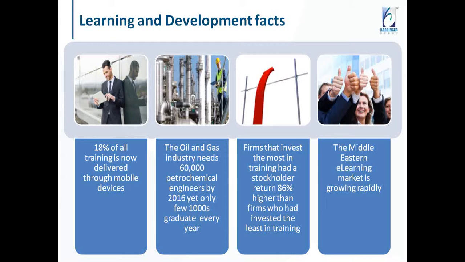As per a US study of 500 publicly traded firms, it was found that firms that had invested the most in training had a stockholder return 86% higher than firms that had invested the least in training, with a score that was also 46% higher than the market average.